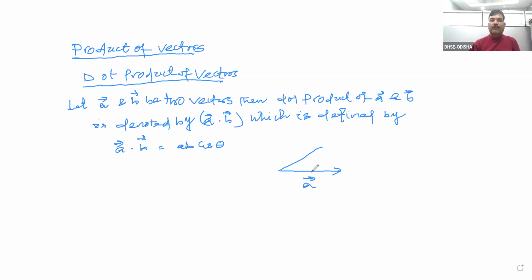Suppose this is the vector A, this is the vector B, and theta is the angle between the two vectors. So A dot B is equal to AB cos theta. A is the magnitude of vector A, B is the magnitude of vector B, and then cos theta. So the total product on the right hand side is a scalar quantity. That's why it is called scalar product. Dot product is also known as scalar product.